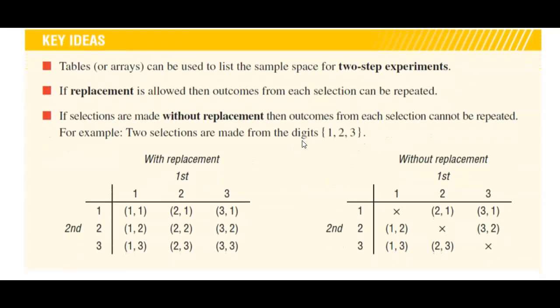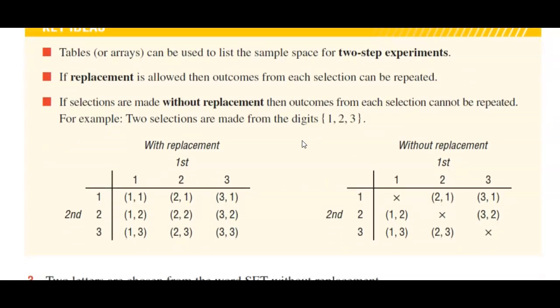Okay, so two-step experiments basically mean that we do one thing and then we do it again. So we might toss a coin twice, or roll a die twice, or maybe pick two people to be on a team or something like that. You have with replacement and without replacement. With replacement means you can select the same thing again. Without replacement means you cannot select the same thing again.